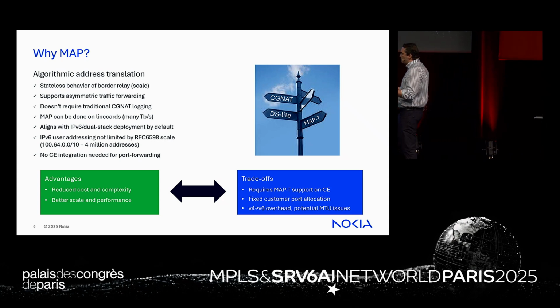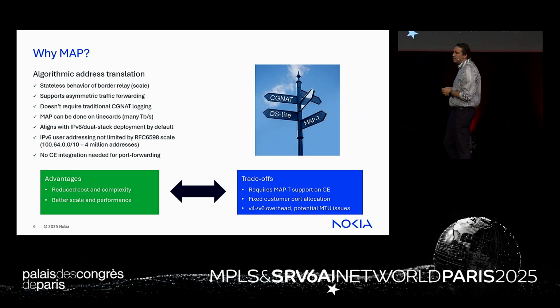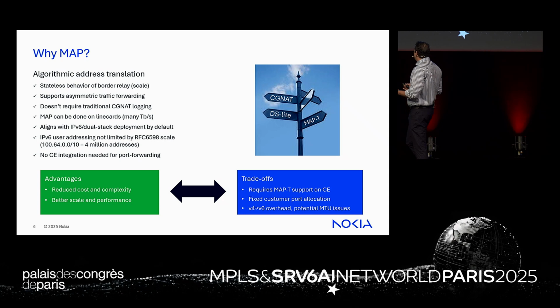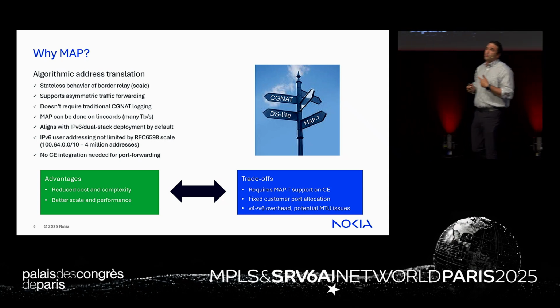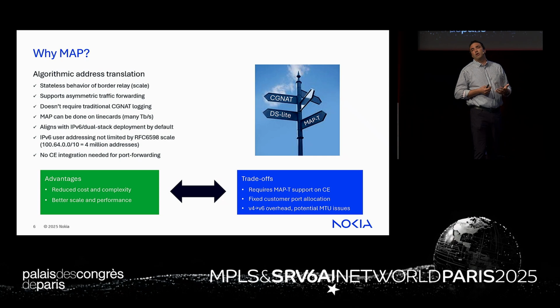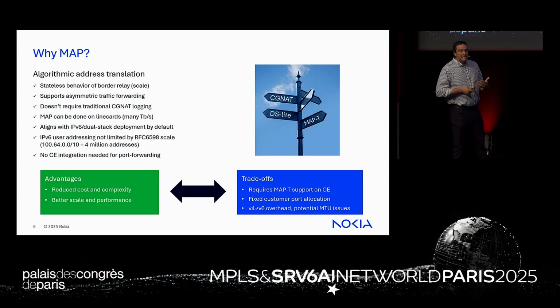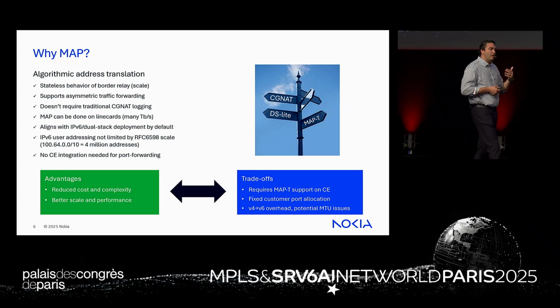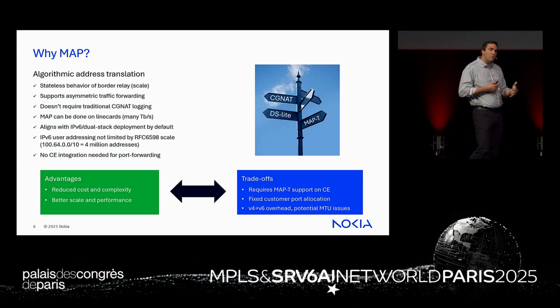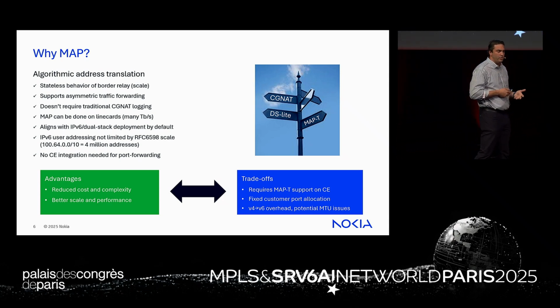Now, when we talk about trade-offs, let's be honest, it's not going to be a technical discussion without talking about trade-offs. It requires support on the CE. You're going to have a fixed port allocation of those ports out there. And when you do the v4 to v6 translation, you will get overhead. If you don't have the right design on your network, you may have a few MTU issues.